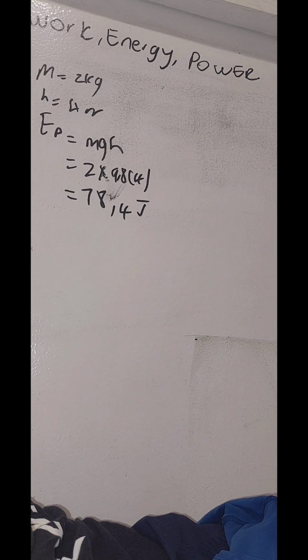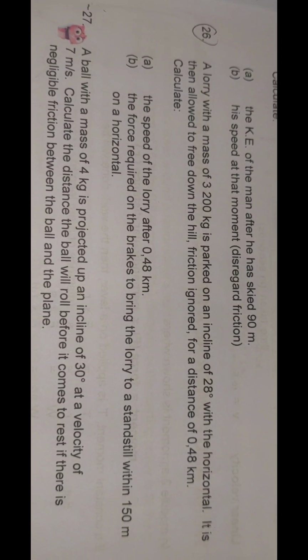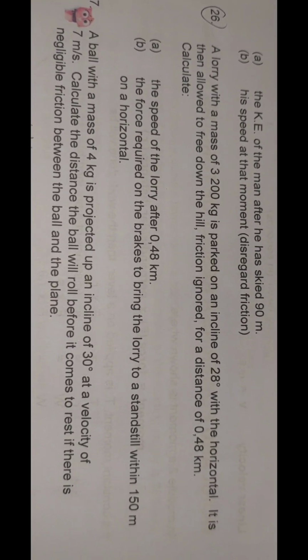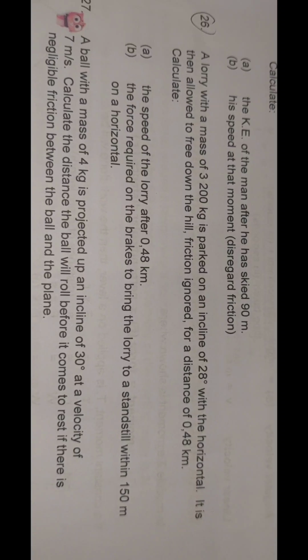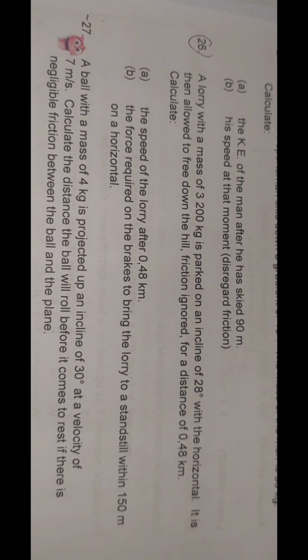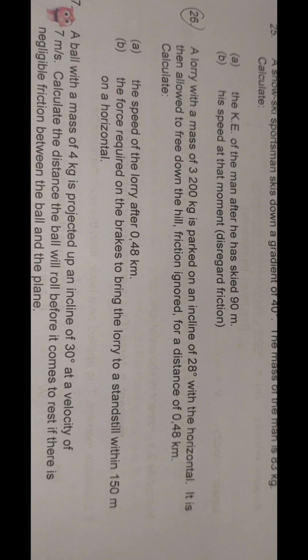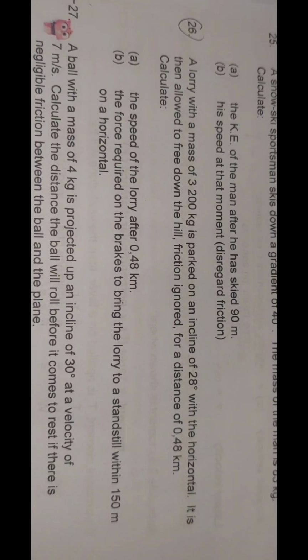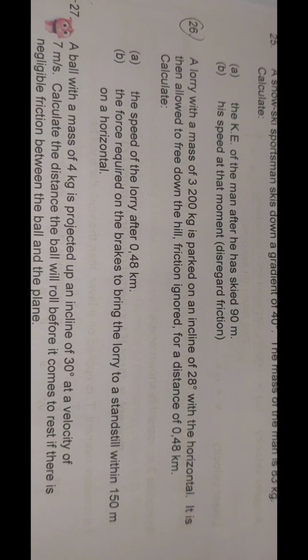Okay, let's take a much more difficult question. Okay, guys, here is question number 26. A lorry with a mass of 3,200 kg is parked on an incline of 28 degrees with the horizontal. It is then allowed to free down the hill. The friction is ignored and it moves for a distance of 0,4 kilometers. So let's write down the given first.